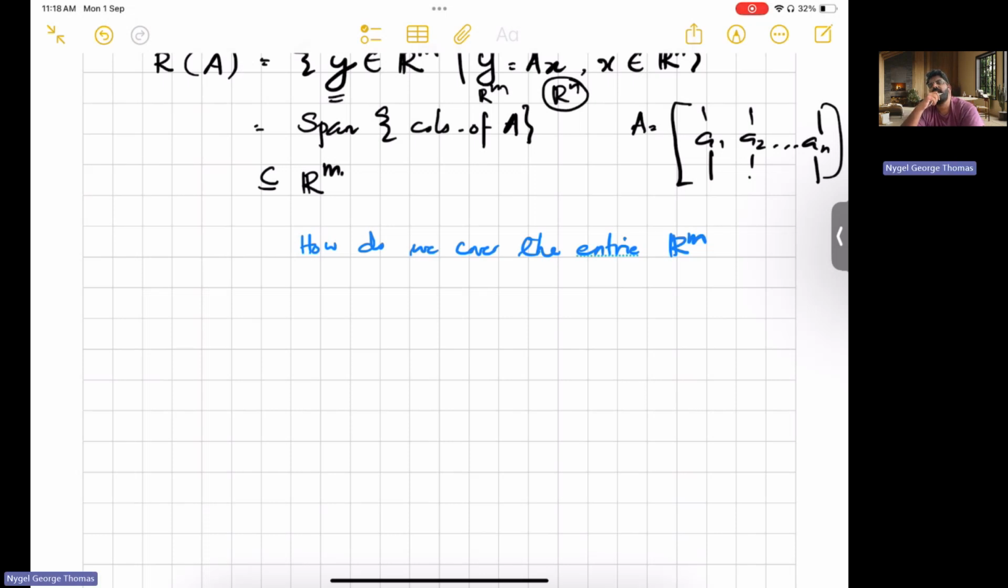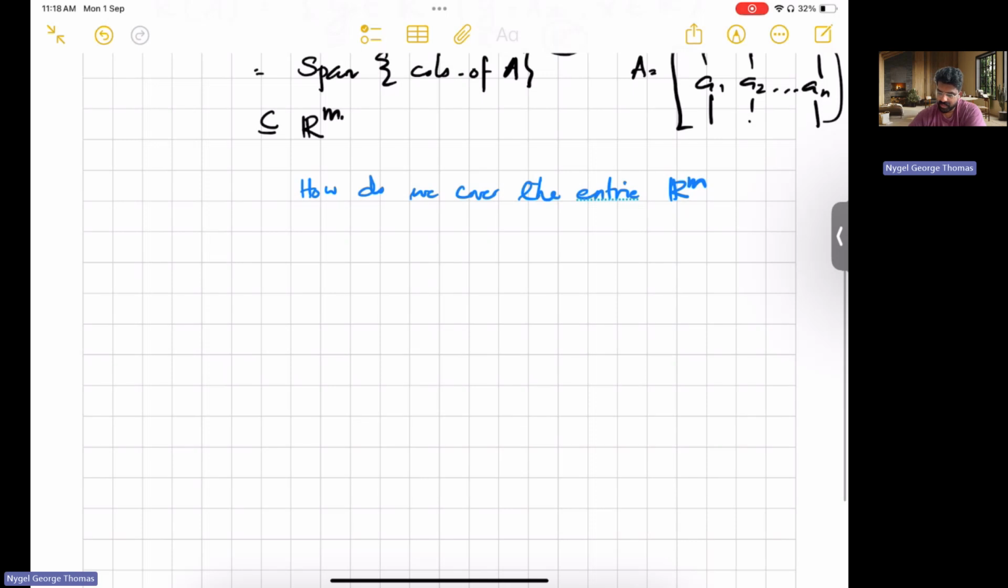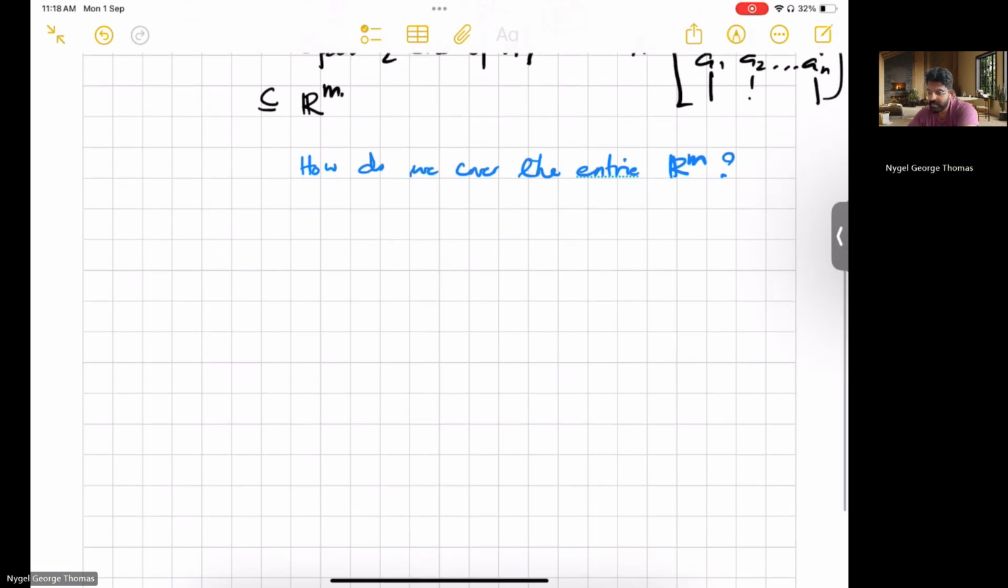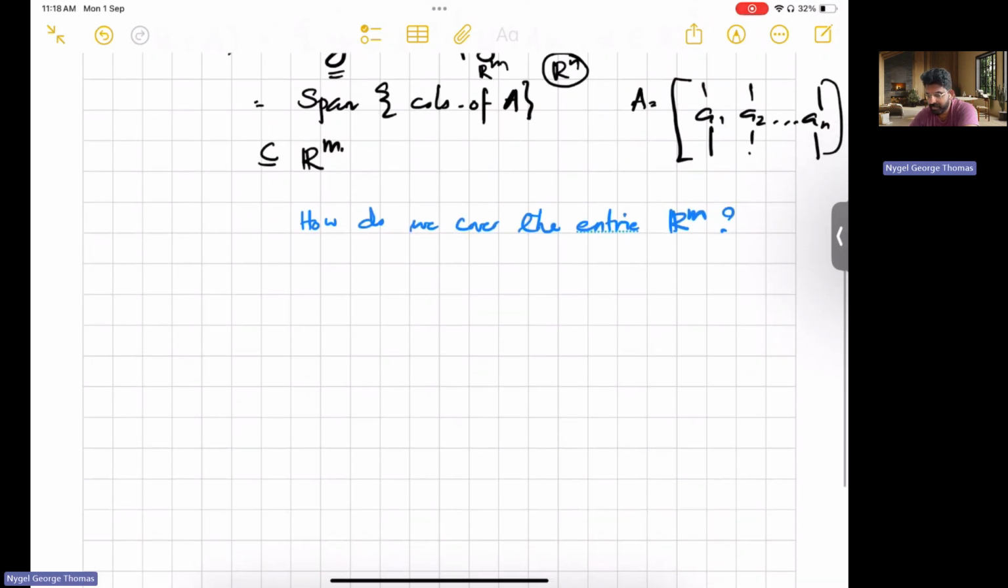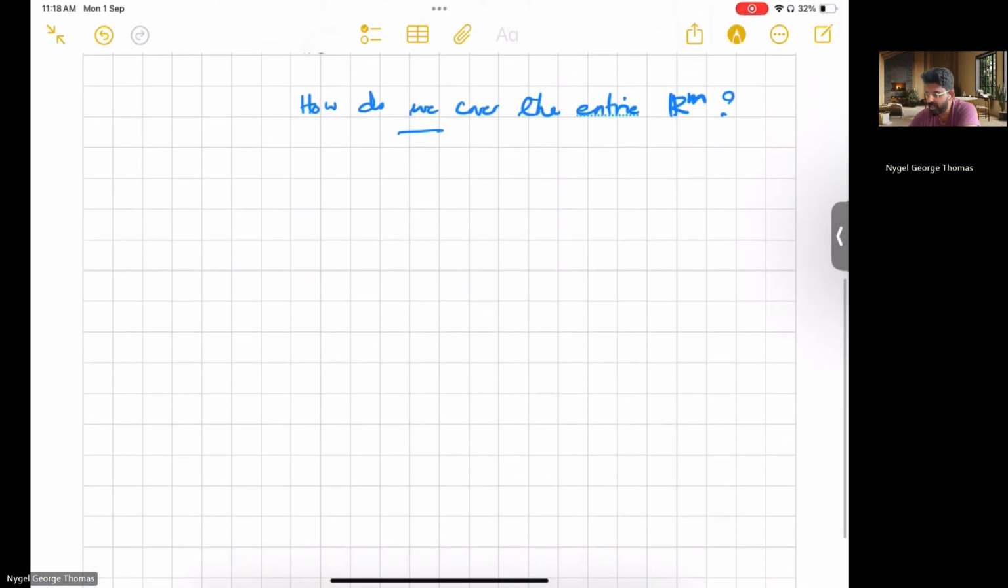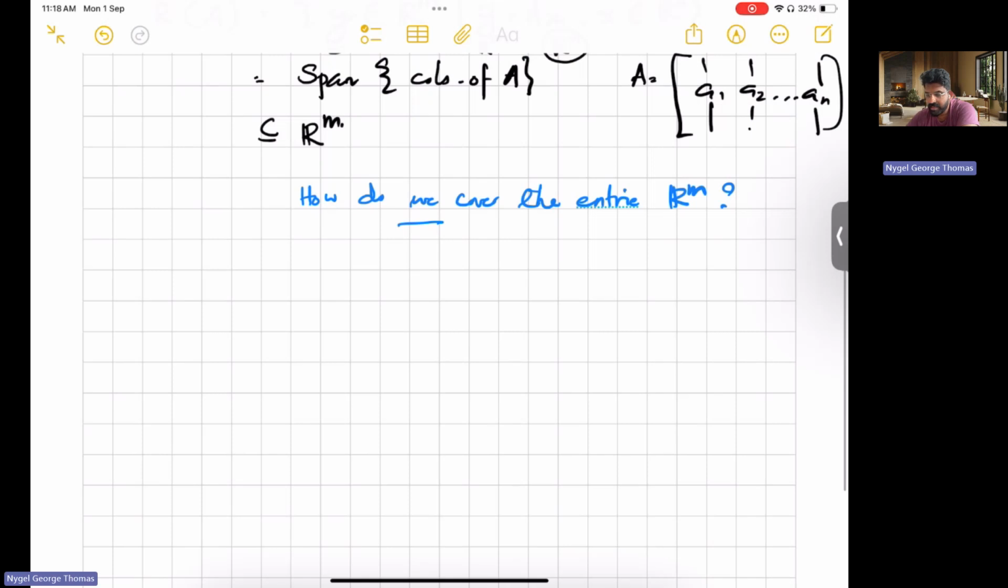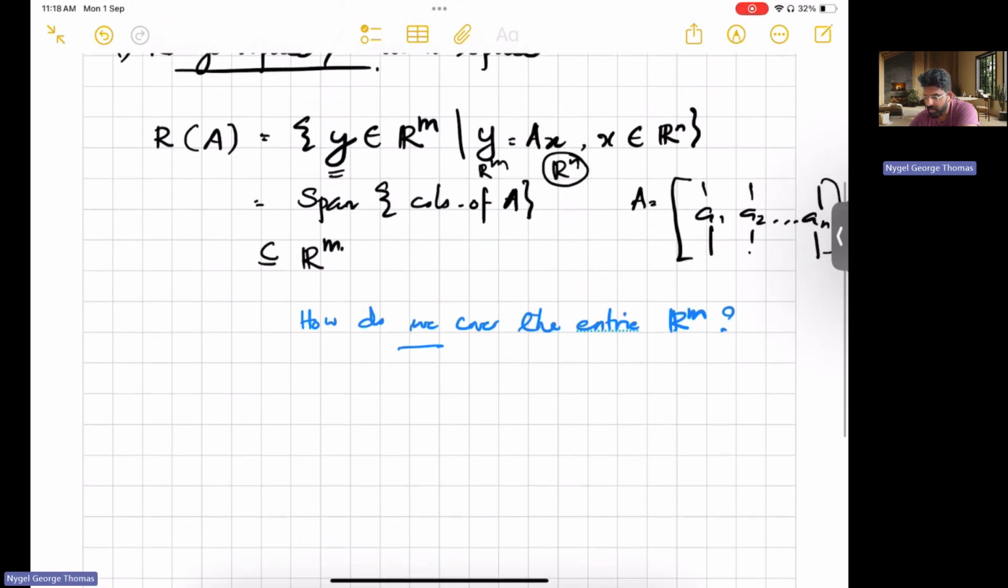Turns out we have to satisfy some conditions for that. This is a question which we have: how do we cover the entire R^m? We'll discuss it later. This is an important question. So it's a proper subset of R^m.